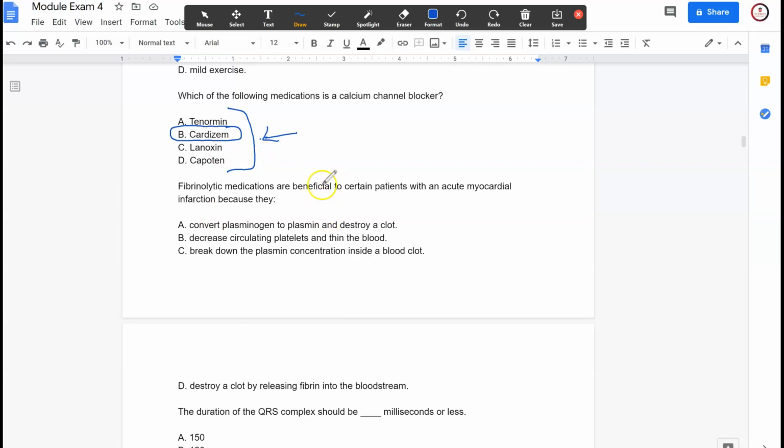Fibrinolytic medications are beneficial to certain patients with an acute MI because what is the action, right? So, does it convert plasminogen to plasmin to destroy a clot? Maybe it does, yep. Decrease circulating platelets within the blood? No, it doesn't decrease platelets. Does it break down the plasmin concentration inside a blood clot? No. Destroy a clot by releasing fibrin into the bloodstream? No, because fibrin builds a blood clot, so converts plasminogen to plasmin to destroy a blood clot.